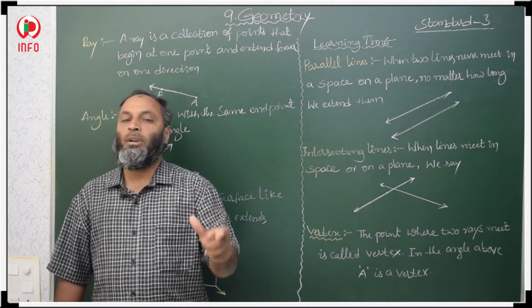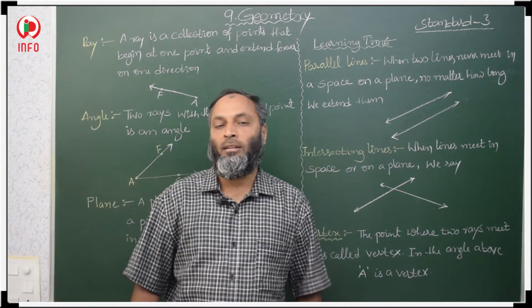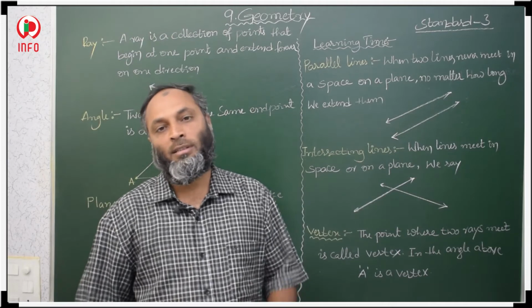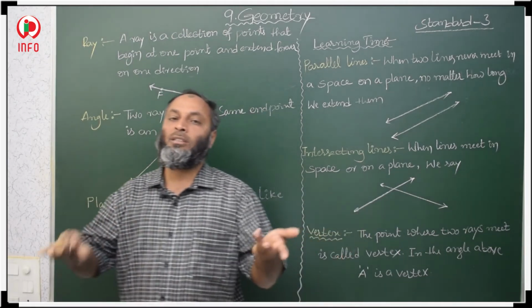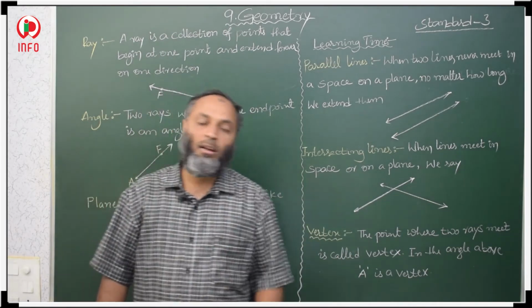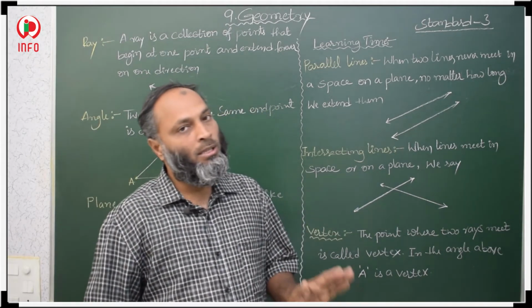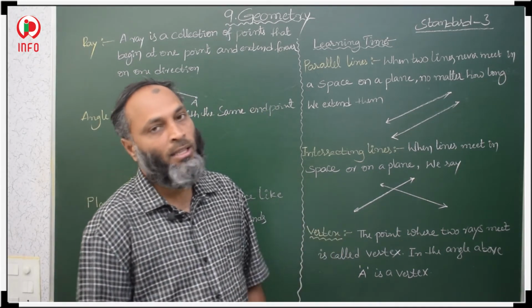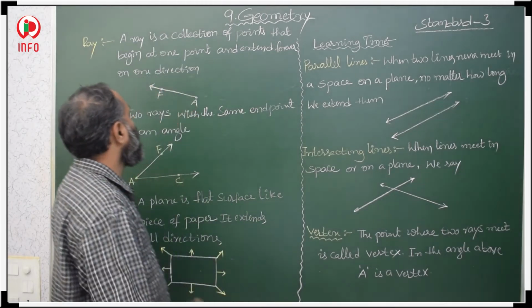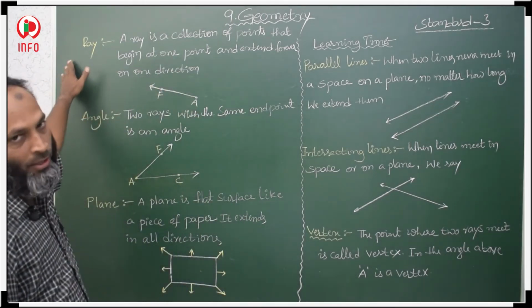After that, line segment. A line segment is a part of a line. It has two endpoints. That is why we can measure the length of a line segment. So these concepts we discussed. Then after that, one more concept. Here we are going to discuss some concepts and definitions again.